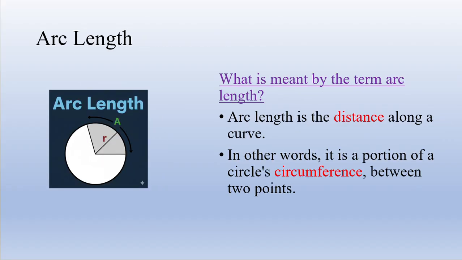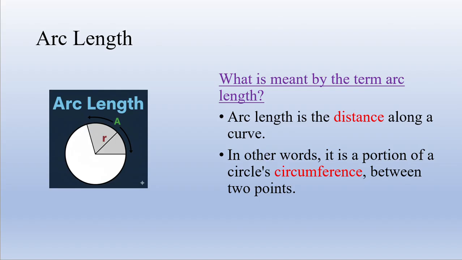Now we're going to have a look at this term arc length. What is meant by the term arc length? Arc length is just the distance along a curve. In other words, it's a portion of a circle's circumference between two points. That can be a bit misleading, because arc length can be the full length of the circumference of a circle. It doesn't have to be a partial length. So the best way to think about it, arc length is just length. That's it.